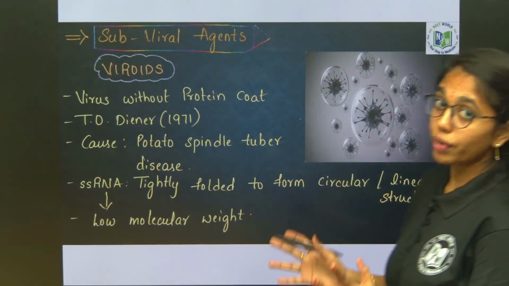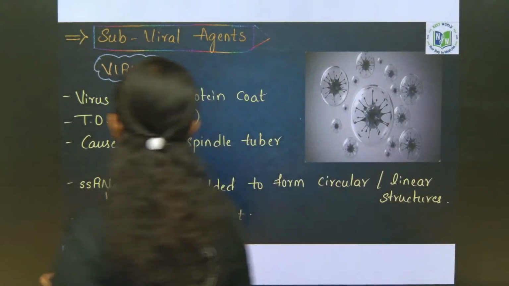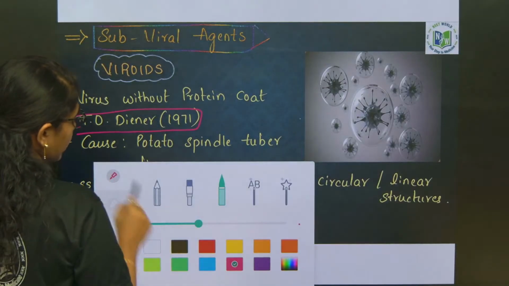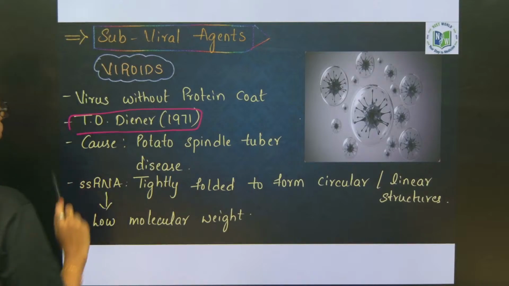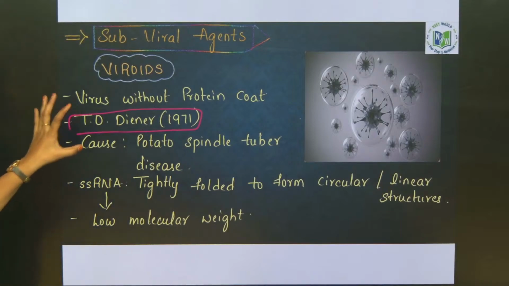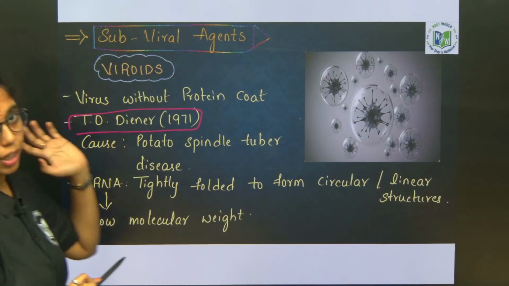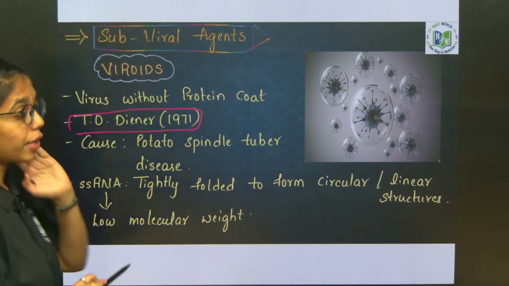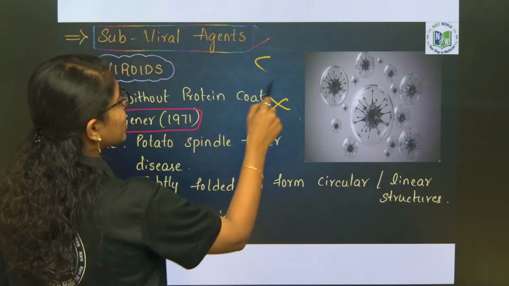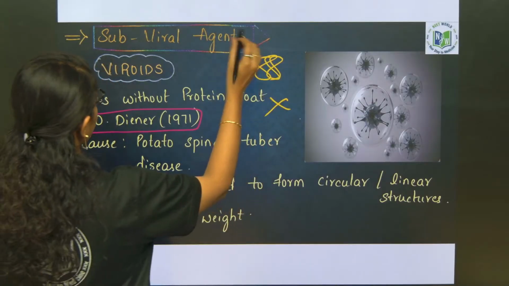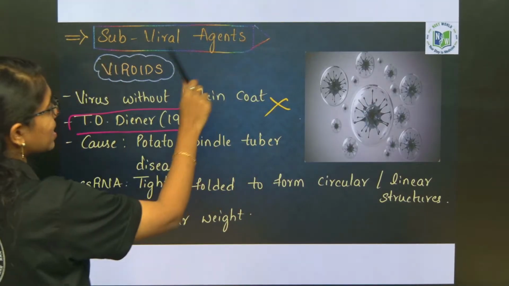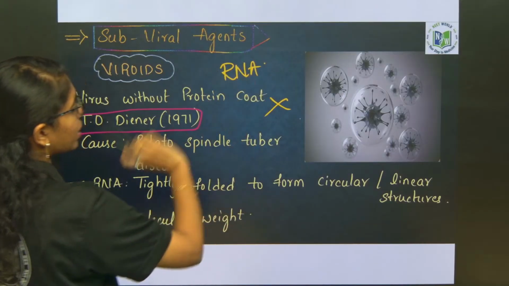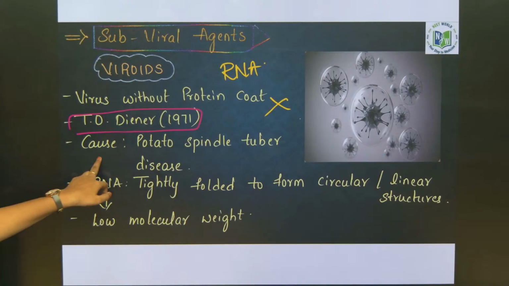Next, about viroids. Viroids were first described by Theodor Diener in the year 1971. These are viruses without protein coats. Viruses with their coats off are viroids. They do not have protein coats, they just have the genetic material, that is mostly RNA without a protein coat. They cause what disease?